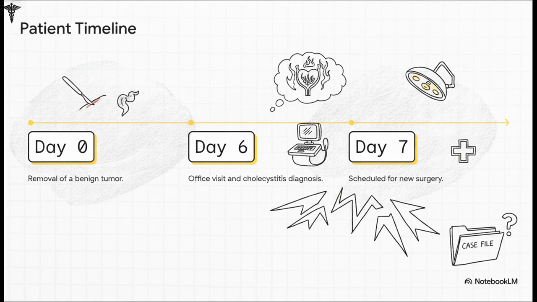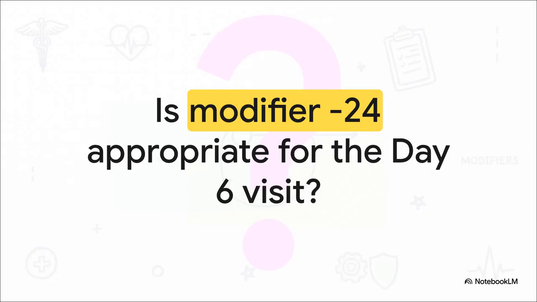I mean, just look at how incredibly tight that timeline is. We've got a previous surgery, an active post-operative period, a completely new diagnosis, and an upcoming surgery, all crashing together into one single week. So here is the million-dollar coding question we need to solve today. Given everything that just happened on that chaotic timeline, is it actually appropriate to use Modifier 24 for that office visit on day 6?